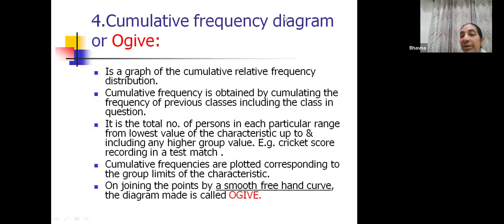Now, what is a cumulative frequency diagram or an ogive? It is a graph of the cumulative relative frequency distribution. Just go through the slide before we come back to it again. Cumulative frequency is obtained by accumulating, that is adding up, the frequency of previous classes, including the class in question. It is the total number of persons in each particular range from the lowest value of the characteristic up to and including any higher group value.